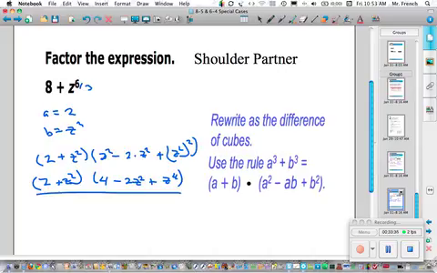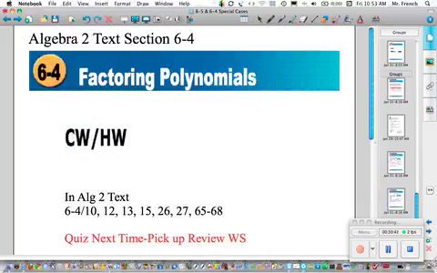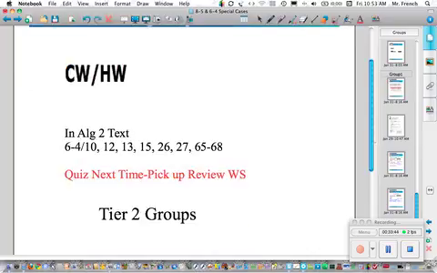Now, isn't that easy? I hope it's very easy. Anyway, just plug it in. Identify the cubes and plug it in. Okay, there's your homework for tonight.